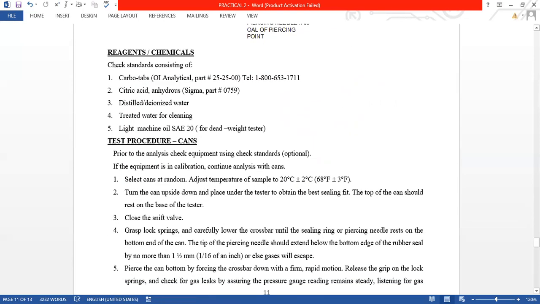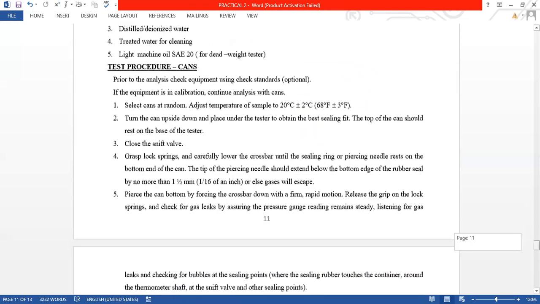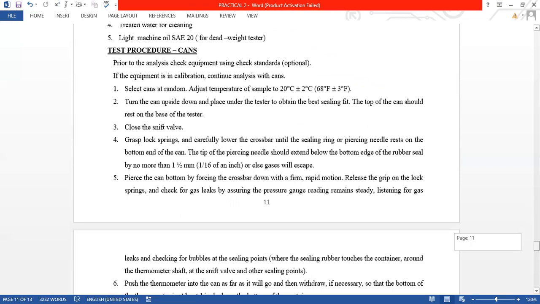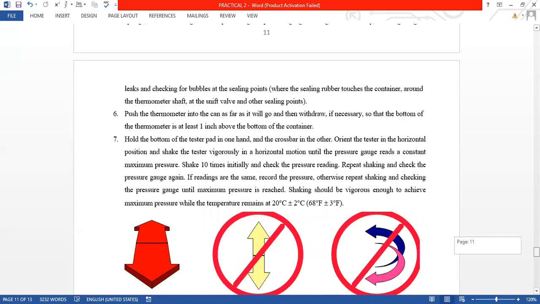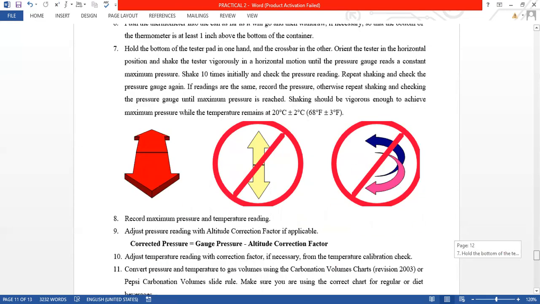The reagents are carbotabs, citric acid, anhydrous, distilled or deionized water, treated water, light oil. Test procedure for the cans. Select a can at random. Close the sniff valve, grasp the lock, pierce the can bottom by forcing the crossbar down, and then push the thermometer into the can as far as it will go. Hold the tester pad in one hand and the crossbar in the other hand.